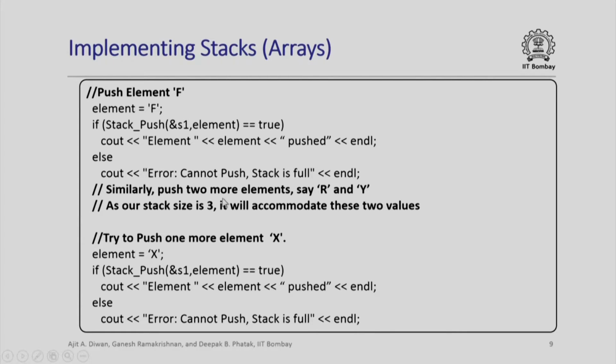Note that since the size is 3, it can accommodate up to 3 elements, so f will definitely get pushed. In exactly similar fashion, we push 2 more elements, say r and y. So we will just repeat this code. Now that the size is full, we try to push one more element, say x. So we will put element equal to x and try to push the stack. Note that this time it will not return true. That is because there is no space in the stack, and therefore it will give an error message, "cannot push, stack is full." In short, our stack now contains the elements f, r and y, and that is the end of the limit of the stack.